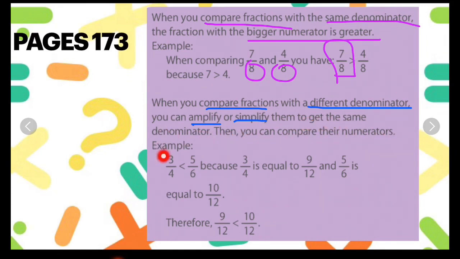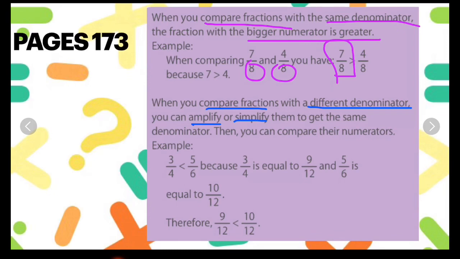Example, 3/4 is less than 5/6 because 3/4 is equal to 9/12 and 5/6 is equal to 10/12. Therefore, 9/12 is less than 10/12. Okay, how do you do this? Well, first you have to see which one is the common number. They're telling me that 3/4 is equal to this. Well, in this case, multiply by 2, or you can either multiply or divide.